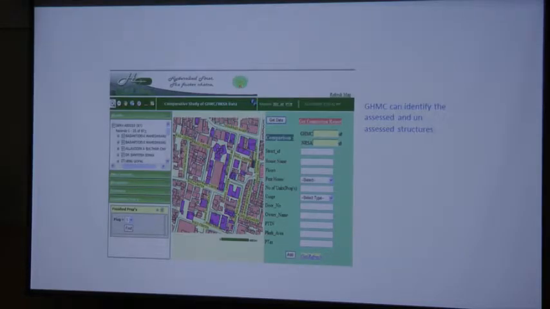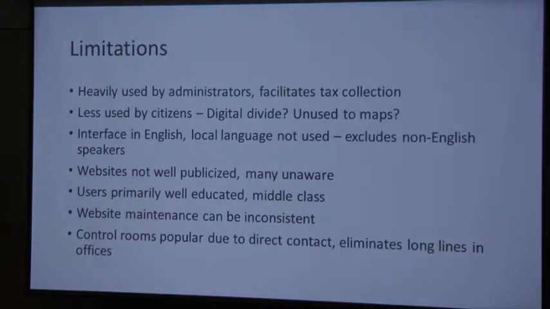And it can also facilitate, the mapping works both ways. It can help the administration identify assessed and unassessed structures. But what are the limitations? In examining the actual use of all of this, what we find is that these are heavily used by administrators, and it really facilitates their work, tax collection, and efficiency, but it's less used by citizens.